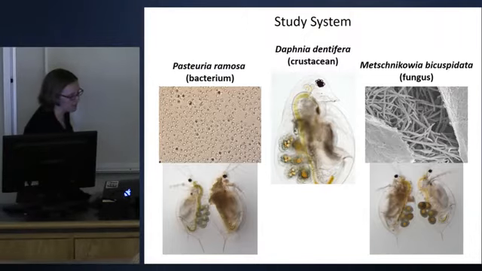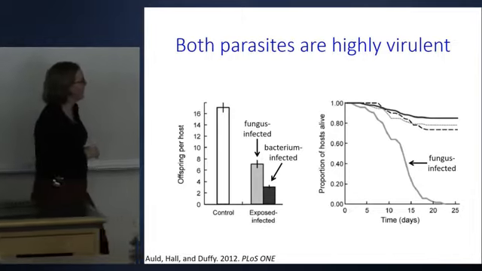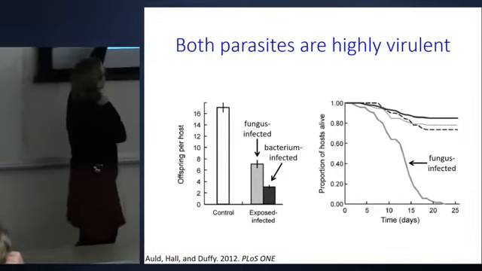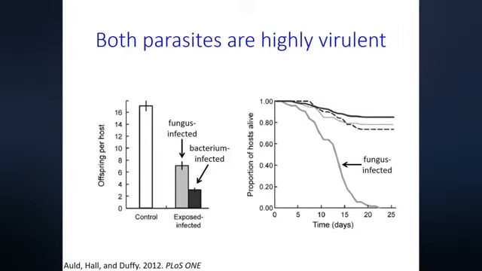Okay, and then if you were a Daphnia, I would not advise getting either of these parasites. So they're both very highly virulent. If we look at the number of offspring produced, uninfected Daphnia produce many more offspring than ones infected with the fungus or with the bacterium. The bacterium is interesting because it actually doesn't have a significant effect on lifespan. It actually tends towards increasing it. So it's a castrating parasite.